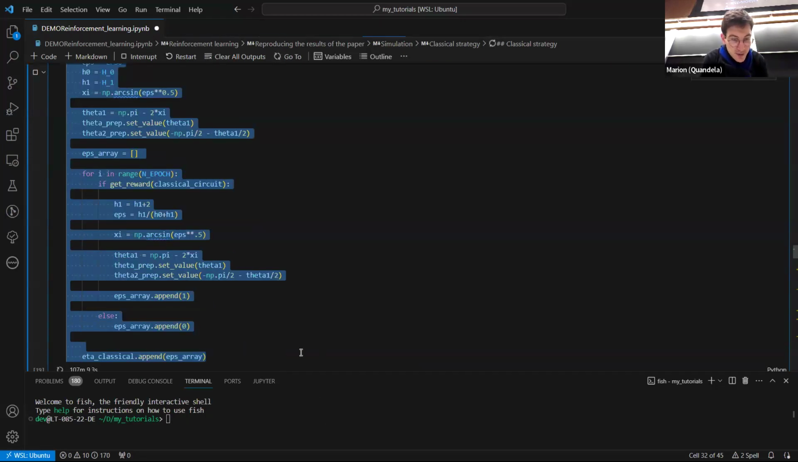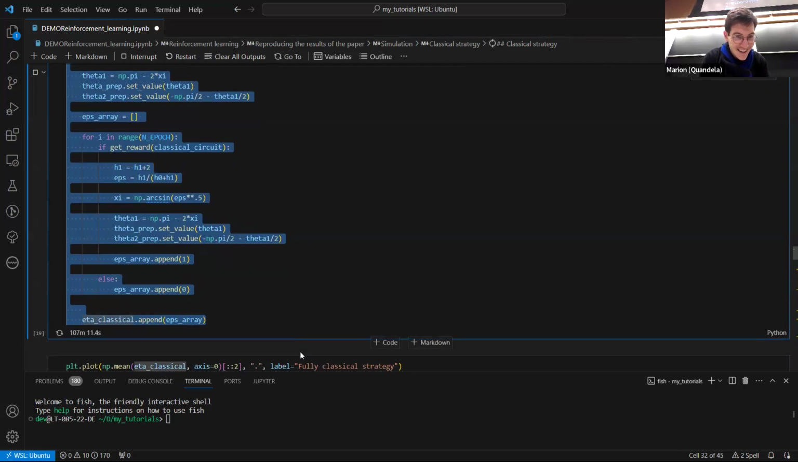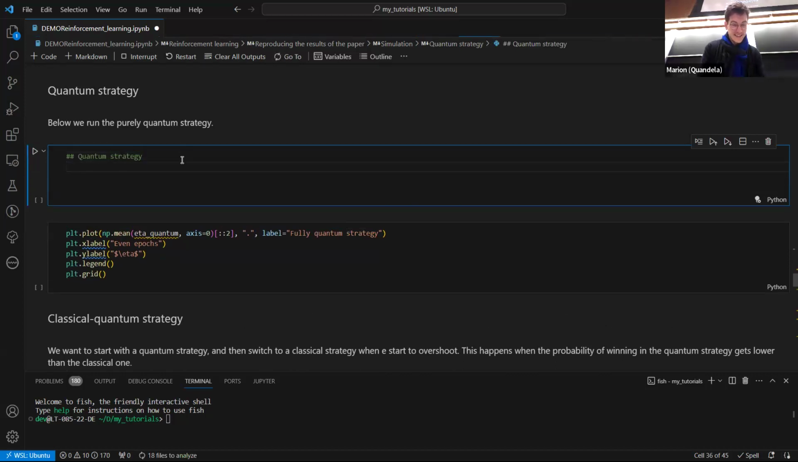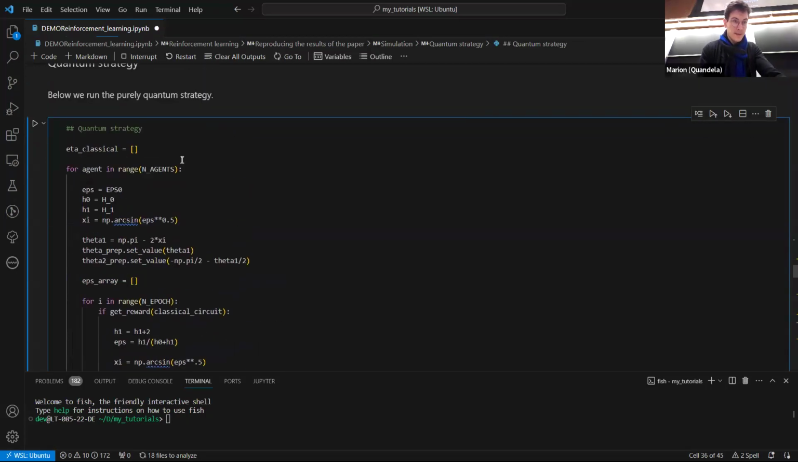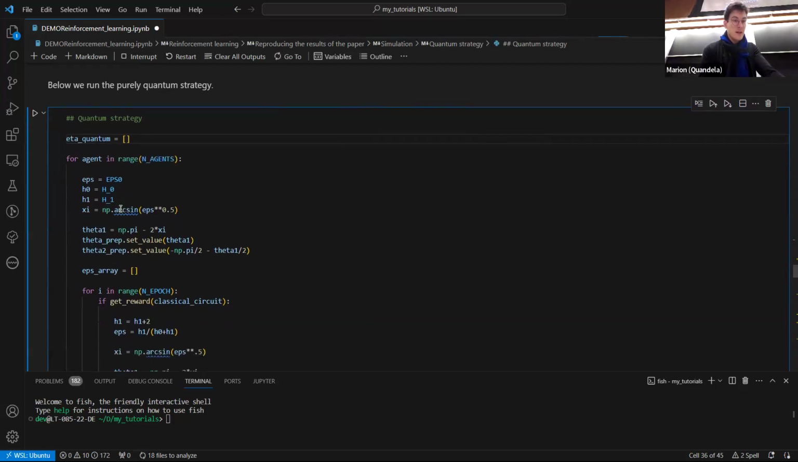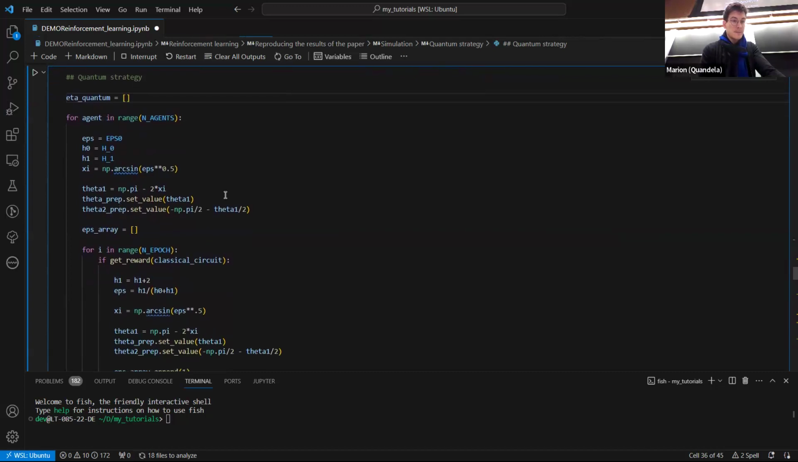How does Windows work? Yeah, badly. The quantum strategy, of course, we're going to call it. What?